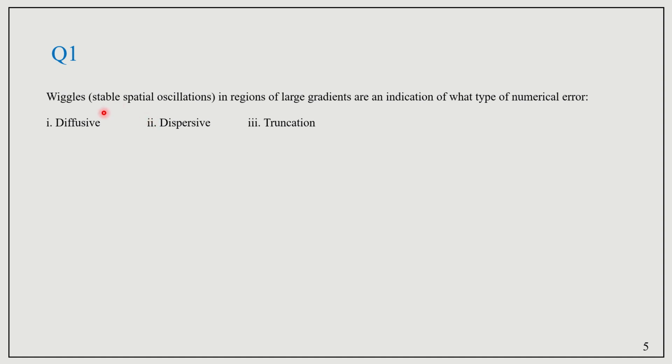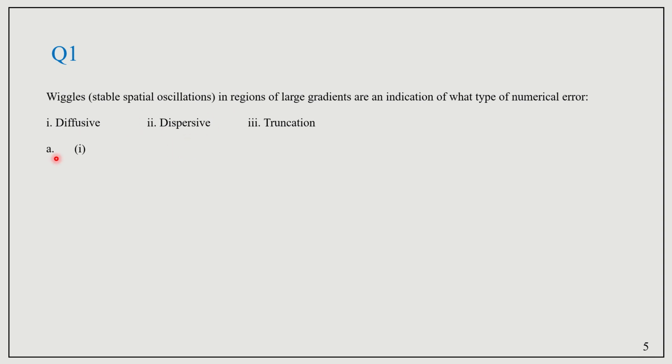So here diffusive error is false and dispersive error is the right answer, because it is clearly mentioned that stable spatial oscillations occur because of the dispersive error only. Whereas diffusive error results in smudging, diffusion, or dissipation. Those things occur because of the diffusive error. So our answer is option 2, that is dispersive error.